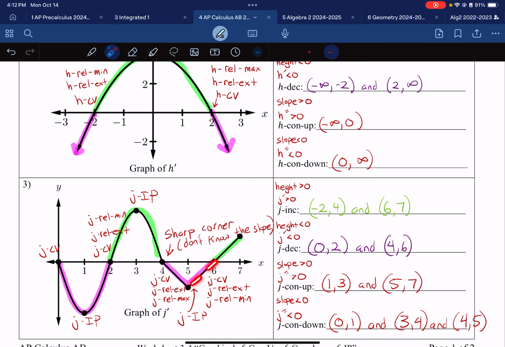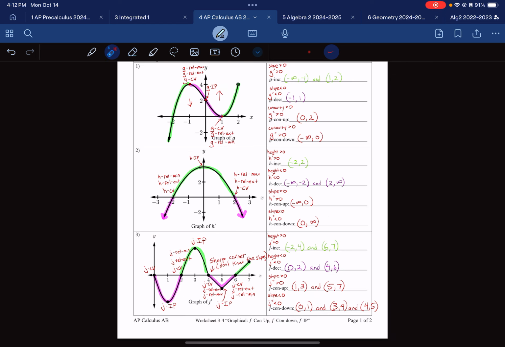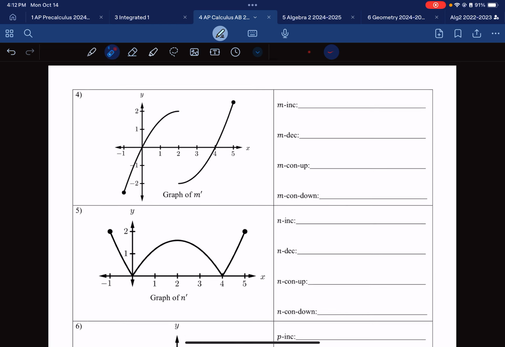And then I'm positive, positive, positive, positive slopes, and there's all of our inflection points. All right, front side is done. Let's do the back side.